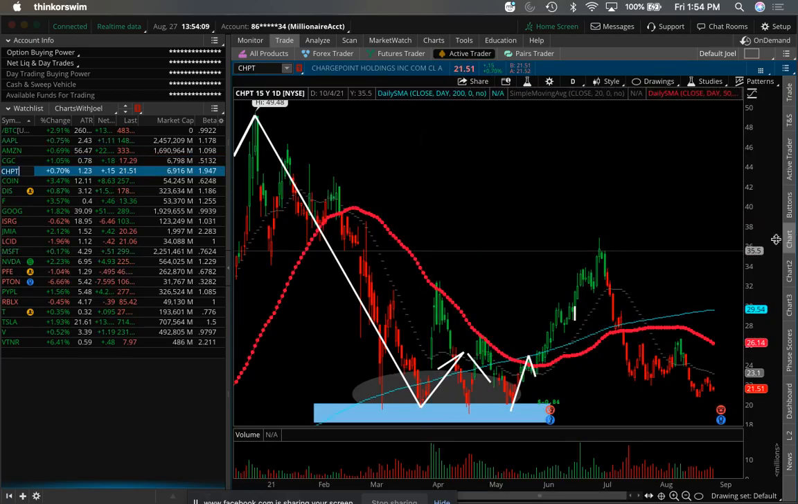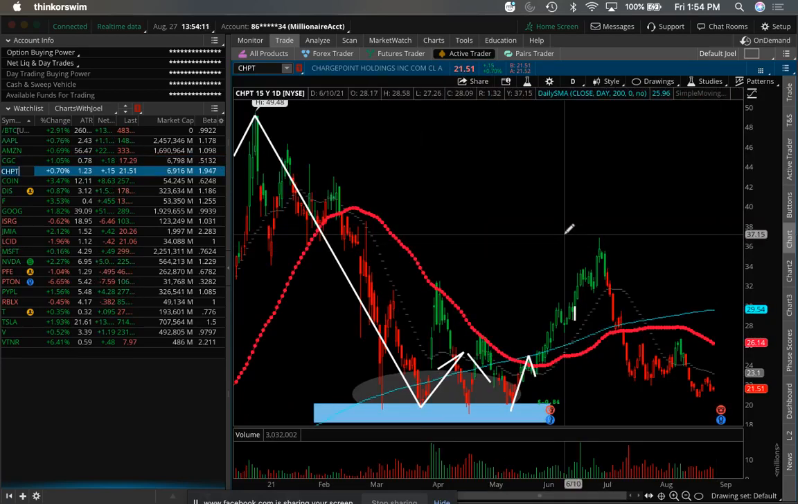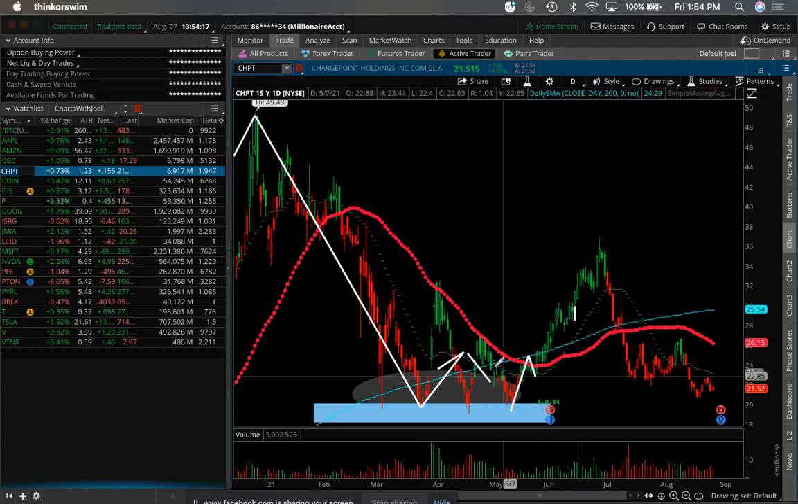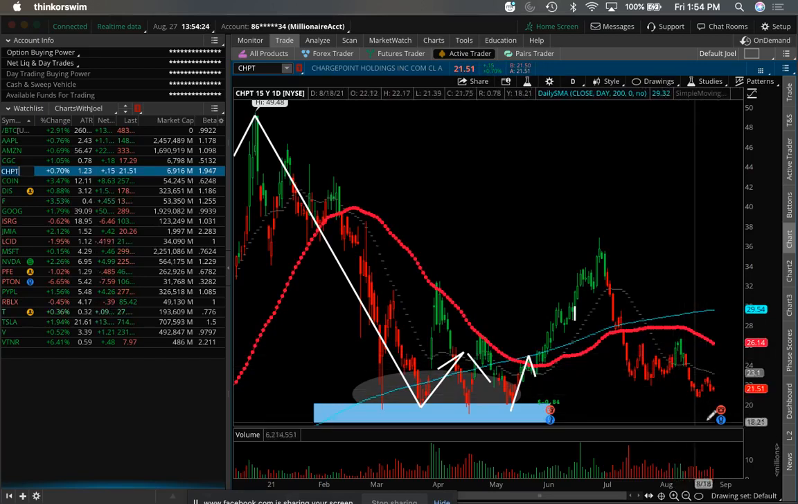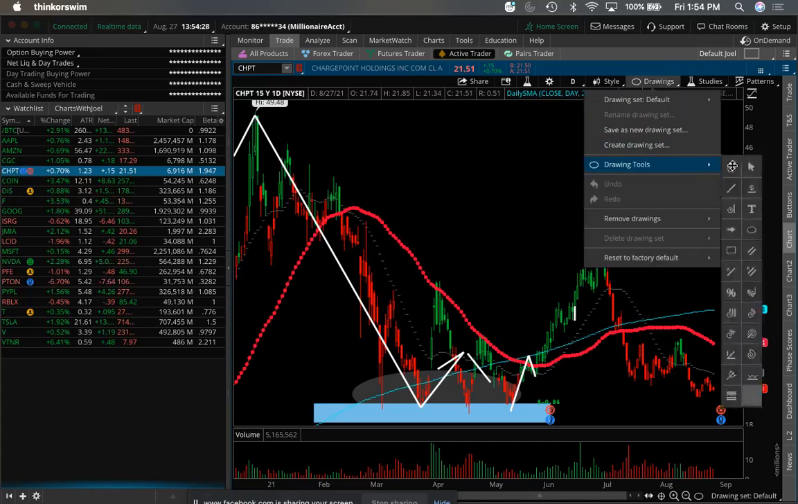ChargePoint, which is a battery company, it's an infrastructure play. What is it telling you? Well, the 200-day is angled up, but the 50-day is angled down, and the 20-day is angled down. So there's some selling pressure. Where can it go to? Here? It can go down to here.